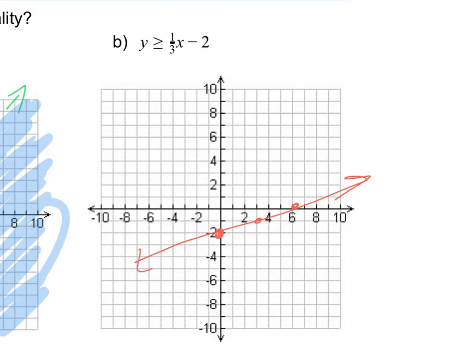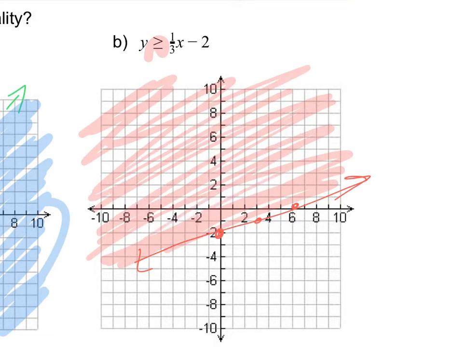Try this again. Okay, there it goes. So greater than. If it is greater than, we're going to be shading above the line. So it's right here, all of this area right here. Don't take your time. You don't have to shade it perfectly. So that is your answer for this.